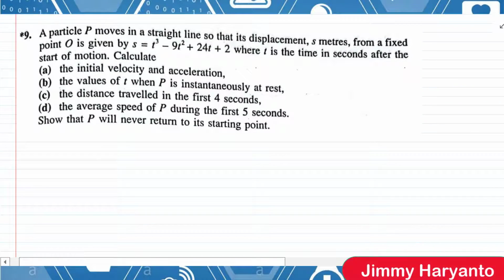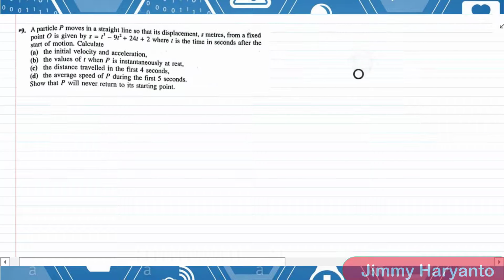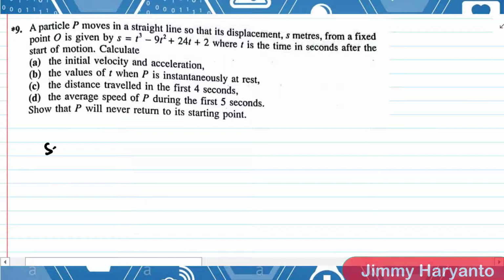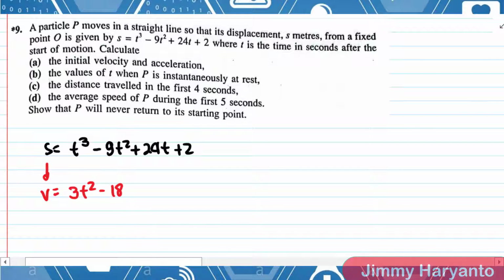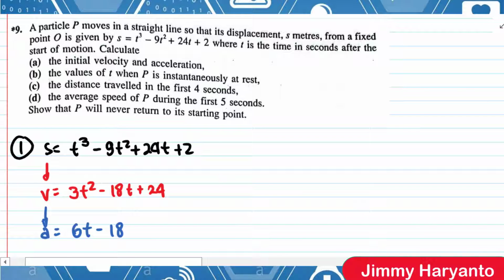Next is number 9. A particle P moves in a straight line, so that is its displacement. Okay, so we have the displacement equation, position equation. So s will be t to the power of 3 minus 9t square plus 24t plus 2. I will find the v first, 3t square minus 18t plus 24, and then I want to find the acceleration also. Acceleration will be 6t minus 18. Okay, that is the first preparation.